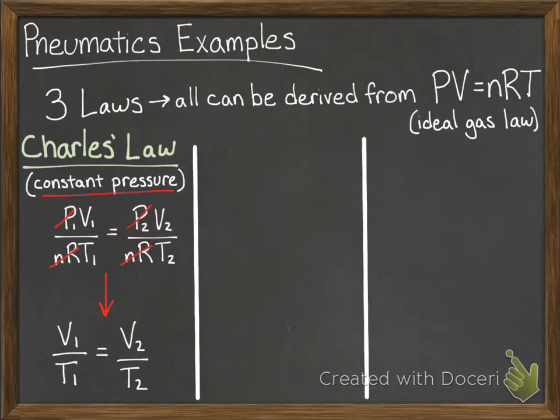So now if we've got a container and we know the starting volume, we know the starting temperature, and I want to decrease the volume to a specific cubic inch value or something of that nature, I could determine the temperature that the gas would be at if I can keep that constant pressure.